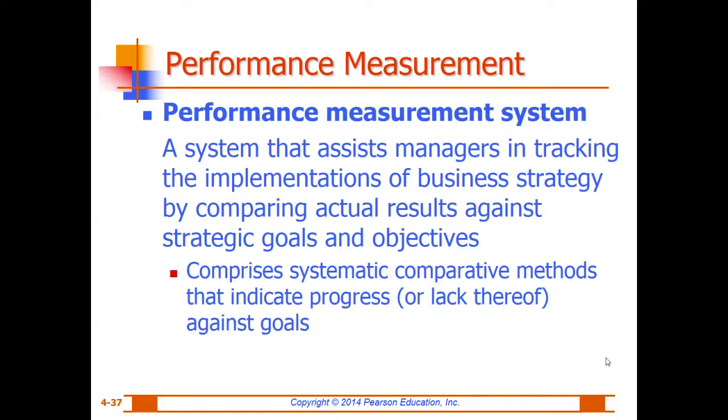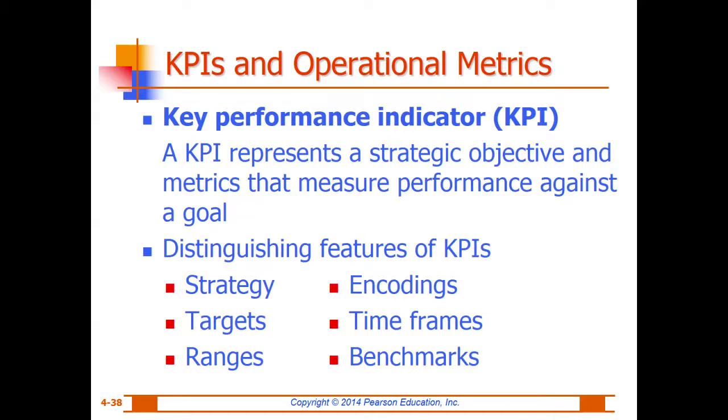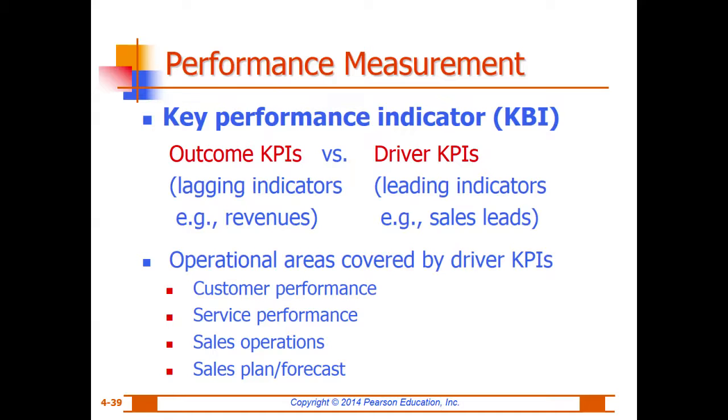So if we look at that performance measurement system itself, it assists managers in tracking the implementation of business strategy by comparing the actual results against the strategic goals and objectives. So systematic comparative methods that indicate progress or lack thereof, if you're not getting there, against those goals. KPI, or Key Performance Indicators, represents a strategic objective and metric that measures performance against a goal. And there can be distinguishing features of KPIs such as strategy, targets, ranges, encodings, timeframes, or benchmarks. It's not necessarily specifically a number on the page, if you will.